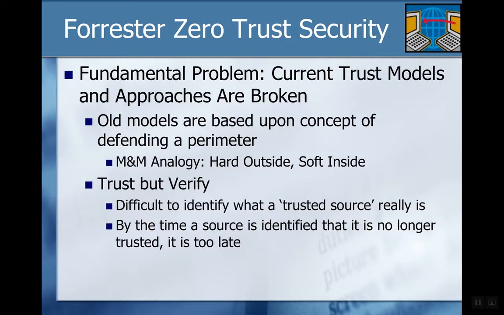Forrester's point is that defending a perimeter is not going to be an adequate means of providing security. The second issue Forrester pointed out is that the current model is based on the idea that you trust things but you verify them. The problem is that it's really difficult to figure out what a trusted source really is, and by the time you figure out that something might not be trusted, it's probably too late. So the foundations of what a lot of the secure trust models were based on have really changed significantly.